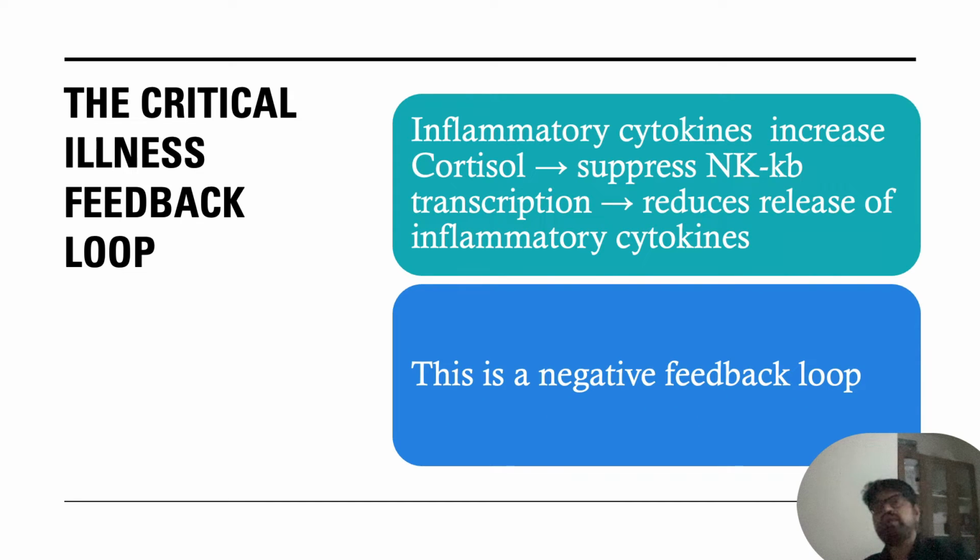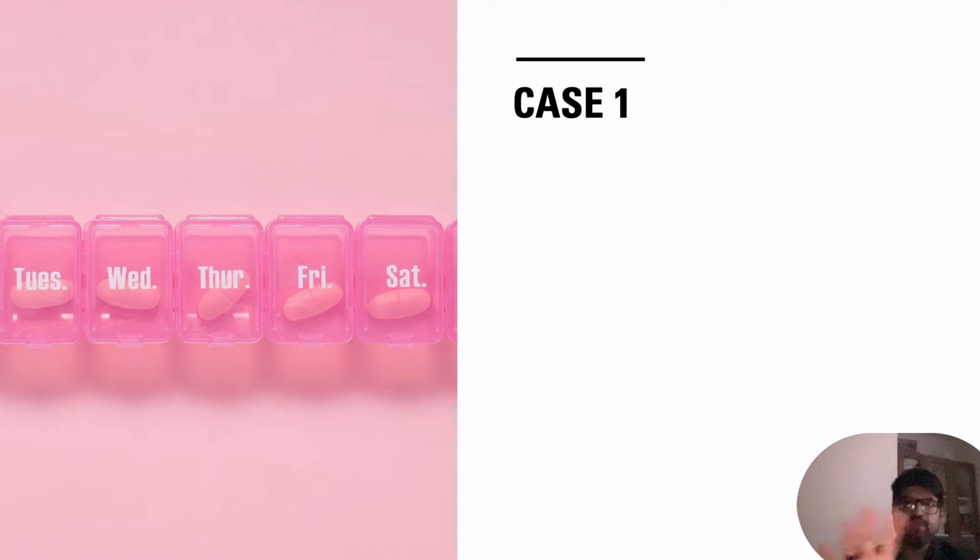Then there is an important critical illness feedback loop with regard to cortisol, right? And this is something again important to understand. So remember, like I said, inflammatory cytokines increase the cortisol, which suppresses NF-kB transcription, which reduces the inflammatory cytokines. It's a cycle, right? The inflammation increases cortisol, cortisol suppresses the inflammation. So that cycle loop is there, and there is a negative feedback loop existing in the ICU in a critically ill patient, right? So again we need to be cognizant.